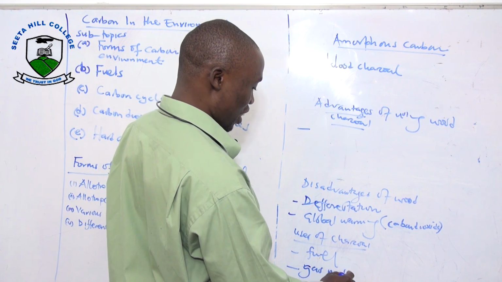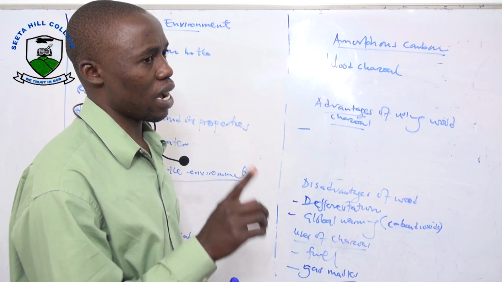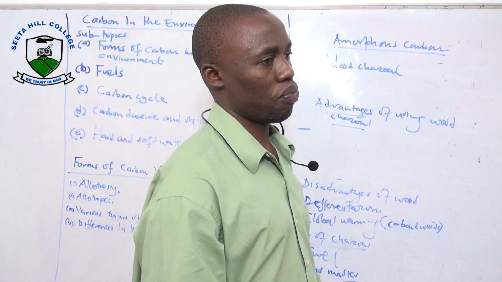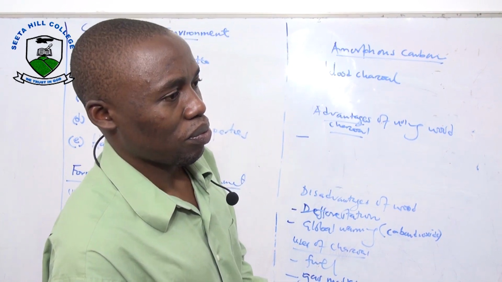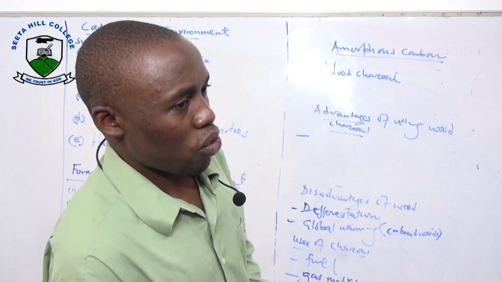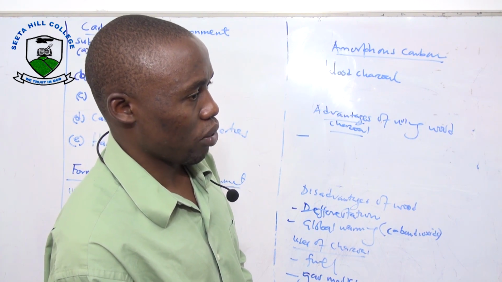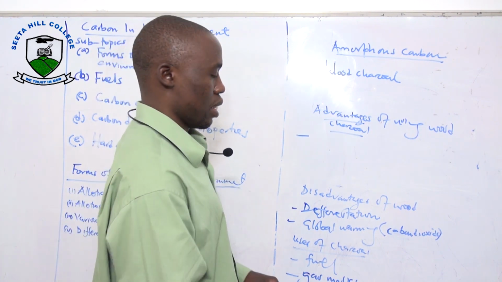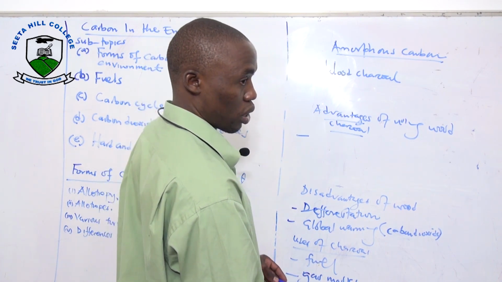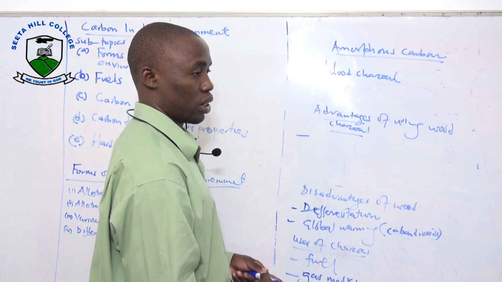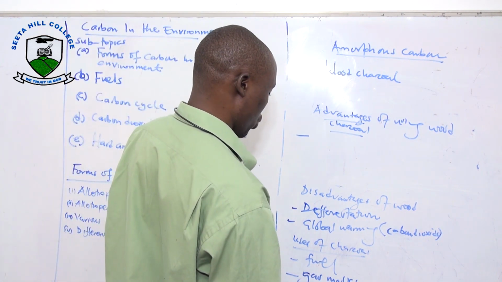Now you research this one. How is charcoal made? That one we can add. It's true. I want you to go and read on the internet how charcoal is used to make gas masks. Then how is charcoal used in what? In water filtration.